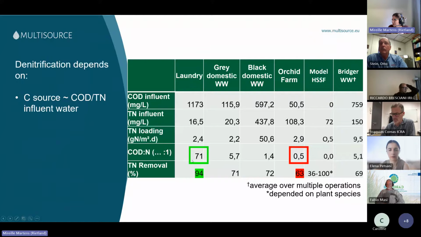This was Otto. So we talked about denitrification, and if there's a sufficient amount of COD and TN in your influent, then you have a large COD-N ratio, and then you have good results. So that was one of the examples. So the 70 has a better result than the half. And then we talked about loading as well, but it doesn't say it all.